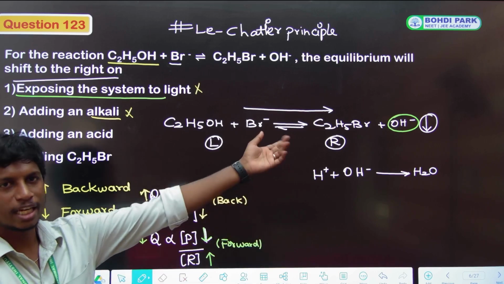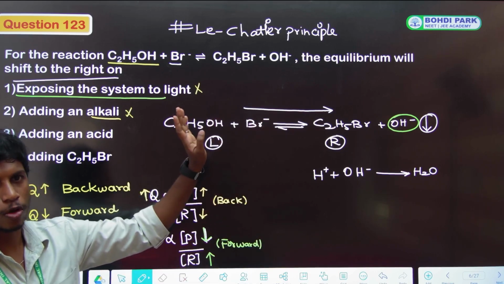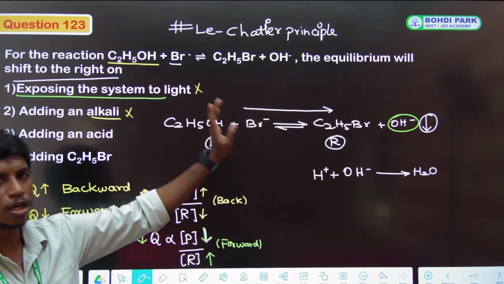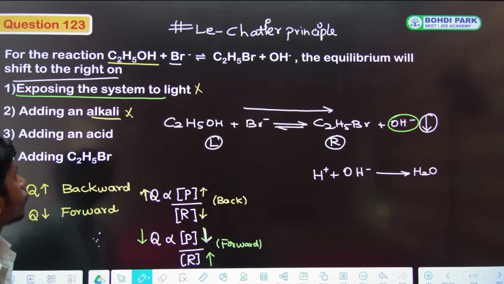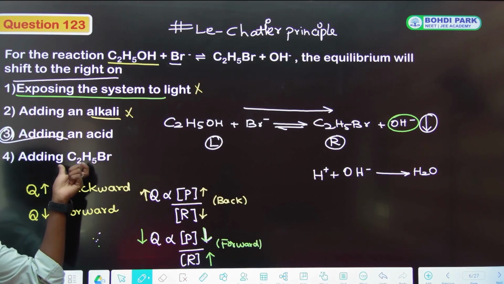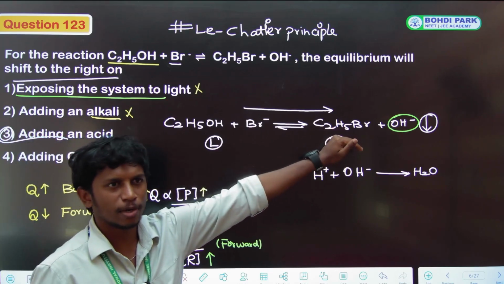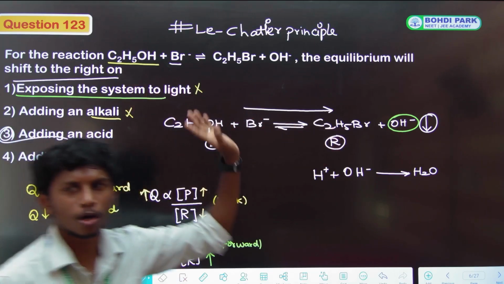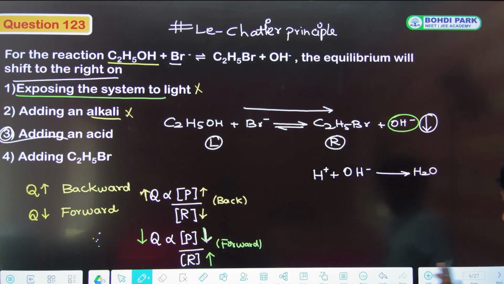அப்போ உங்களுக்கு அதிகமான product கிடைக்கும். Okay, it will move to the formation of right hand side shift. So which is the correct answer? Option C will be the correct answer. Okay, if you are adding C to HBr, product நீங்க அதிகப்படுத்துனீங்கன்னா உங்களுக்கு reactant தான் அதிகமா form ஆகும். Okay, good.